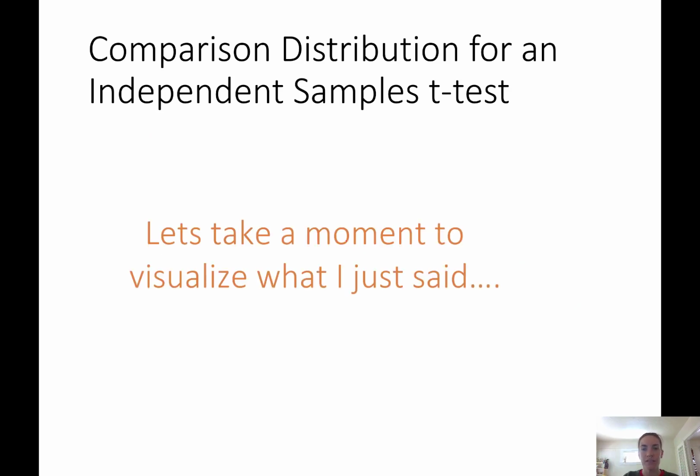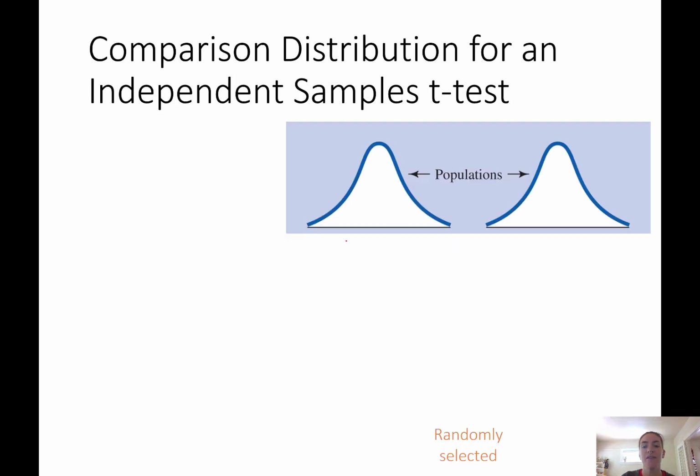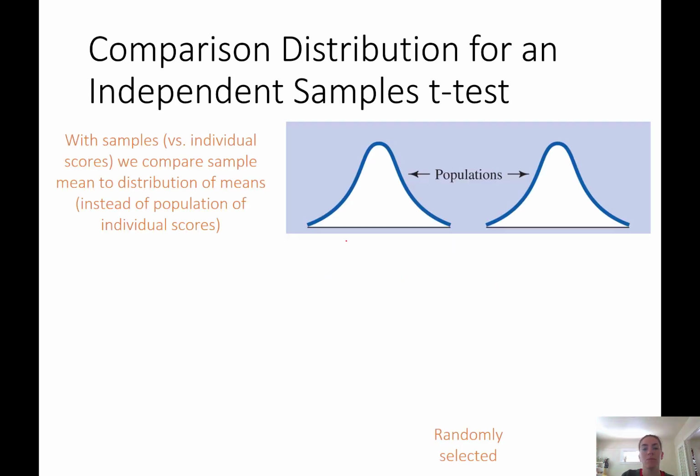So I know that that's a little bit abstract, so let's just take a second to visualize what I said. And there's a visual here from the textbook. So we randomly select samples from each of the two populations.